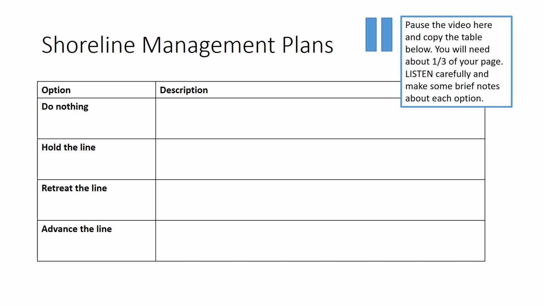Hold the line is option 2. Here you could use hard engineering such as timber or rock groins and concrete sea walls to protect the coast. Or you could add extra sand to a beach to make it more effective at absorbing wave energy.